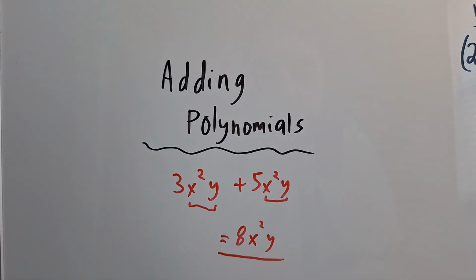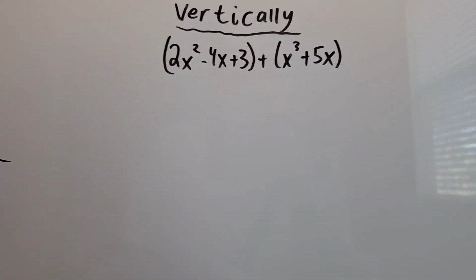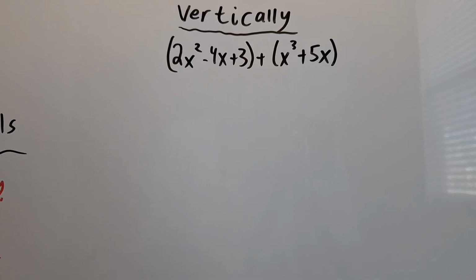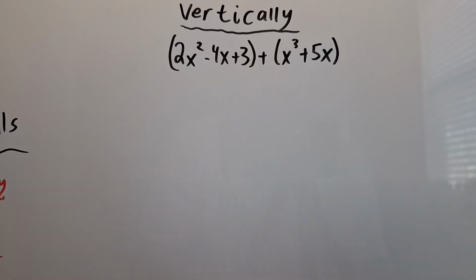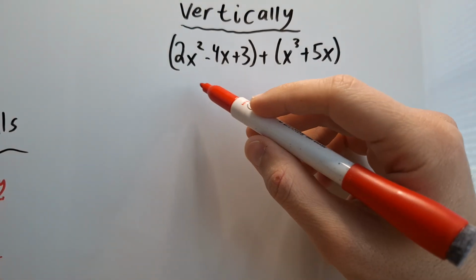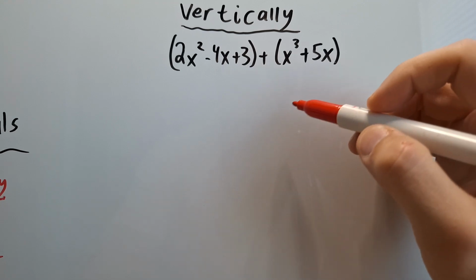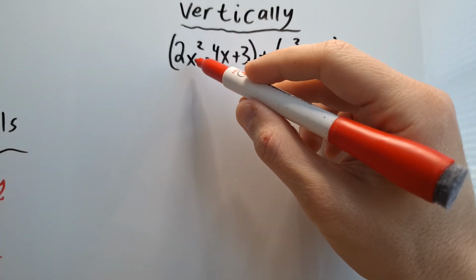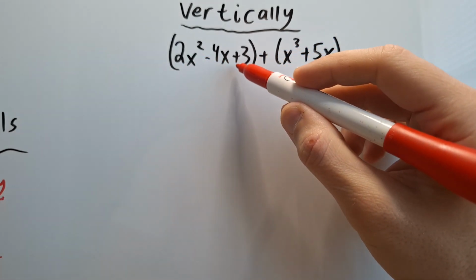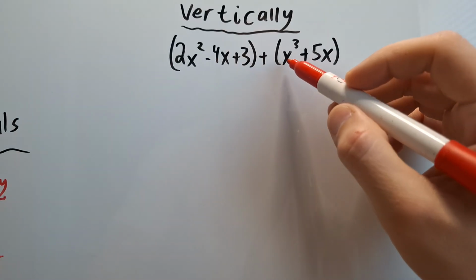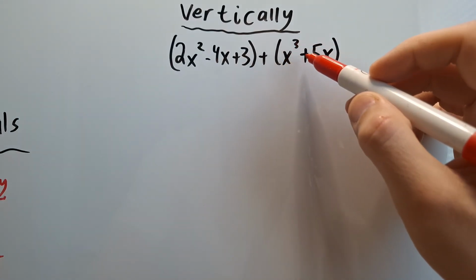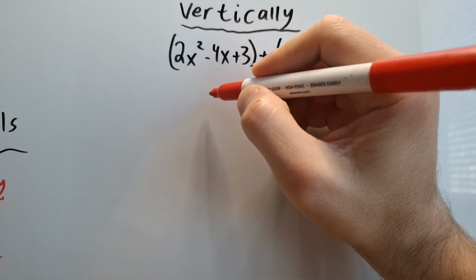Now, technically, there are two ways to add polynomials. You can do them vertically or horizontally, and I'll show you an example of each. Let's look at adding these two polynomials vertically, kind of like if you were doing column addition. So I have 2x squared minus 4x plus 3, and we're going to add x cubed plus 5x.